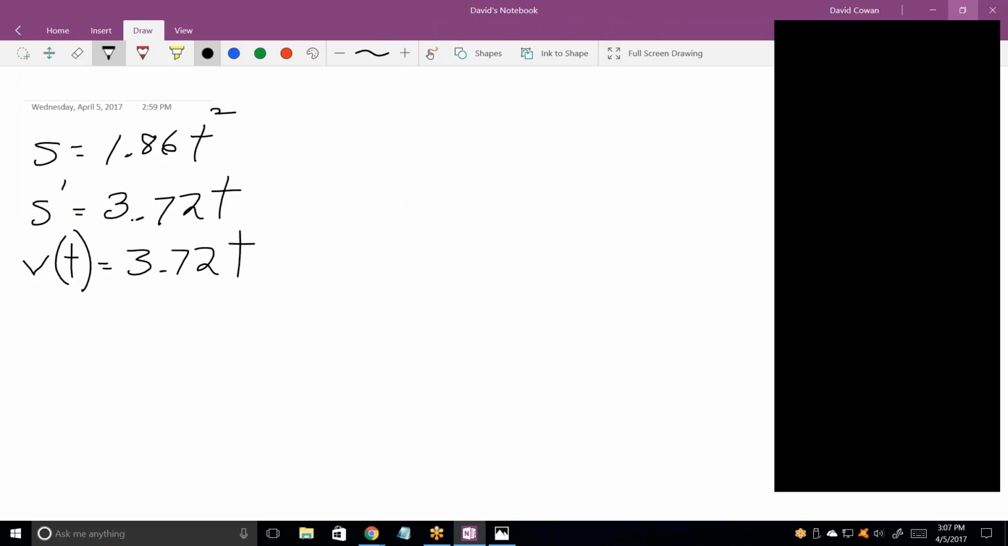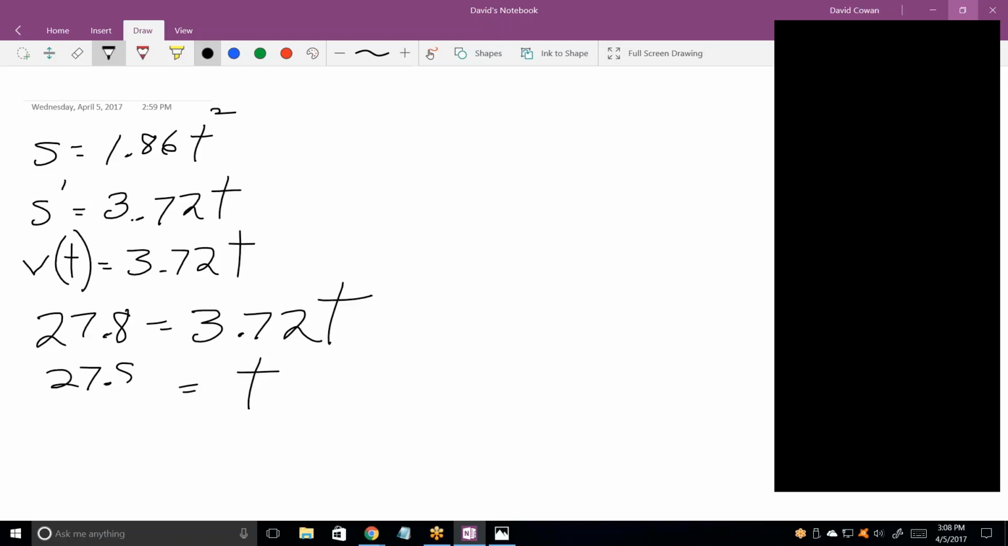Would I put that in for t? For v of t, not t. 27.8 is the velocity, and when does that occur? At what t? So would I divide by that? Okay, what do you get?